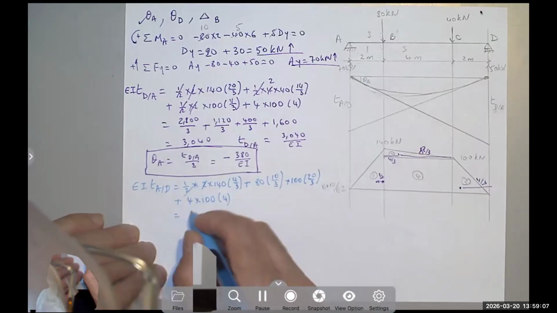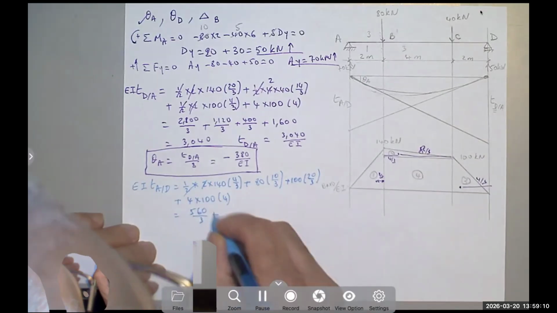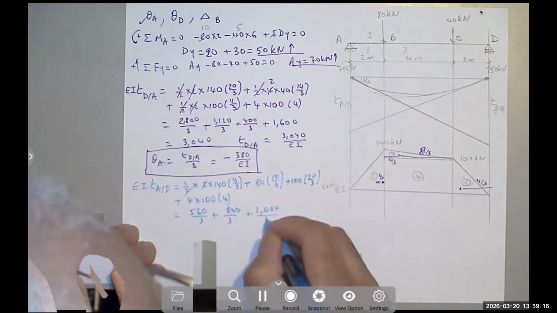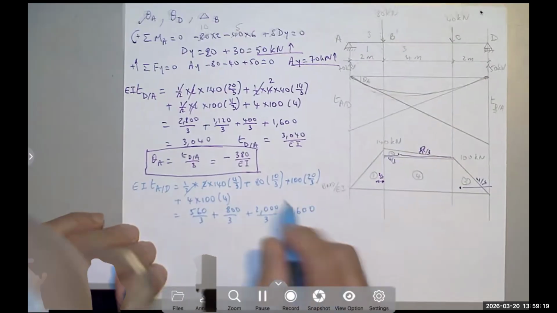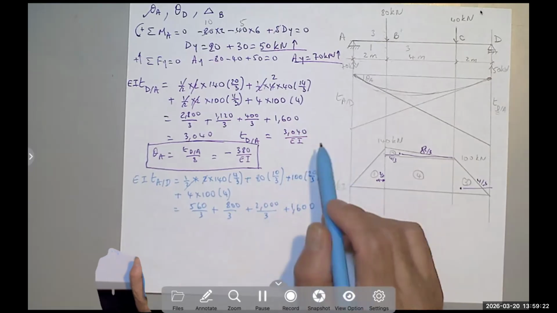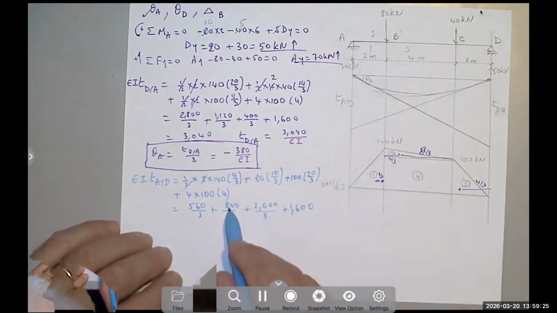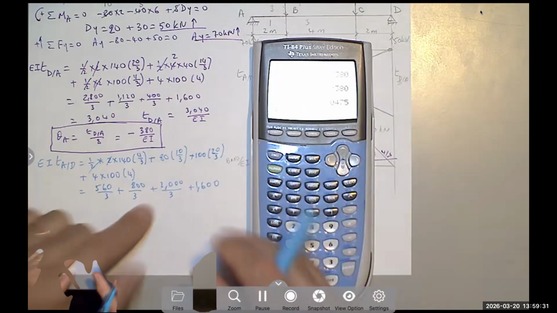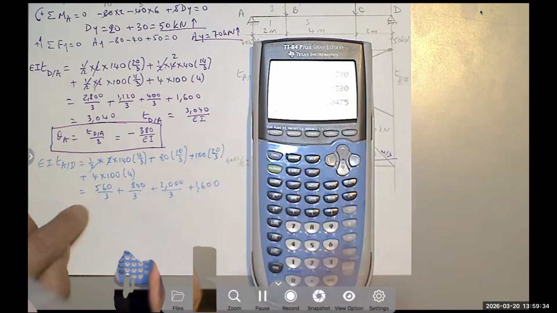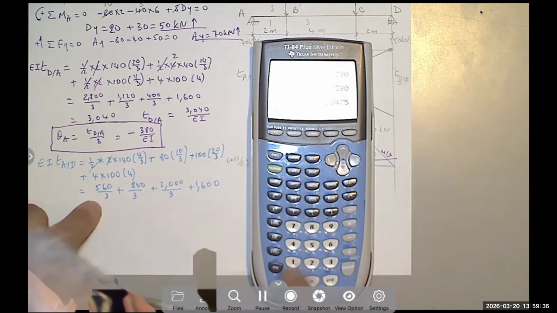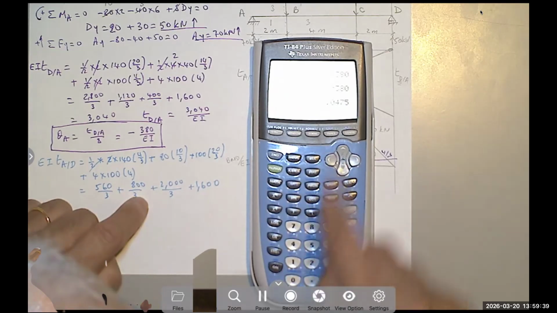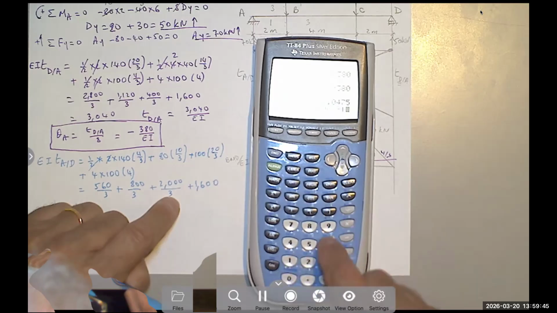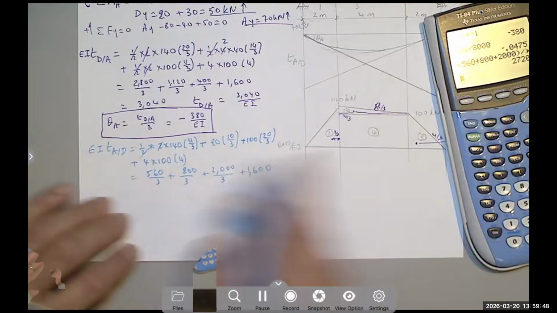So this would be 560 over 3 plus 800 over 3 plus 2,000 over 3 plus 1,600. It should be the same. I should get the same result, right? Not the same result. Okay, we'll see that. So I'm going to say 560 plus 8 plus 800 plus 2,000 divided by 3 plus 1,600. I get 2720.